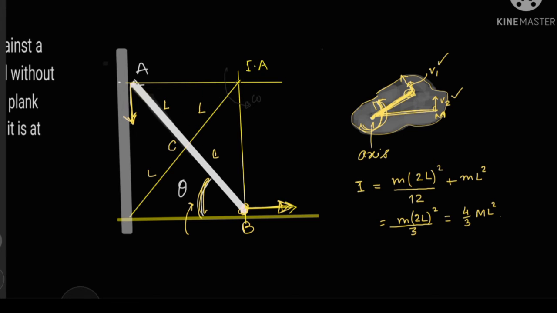So if the rod is rotating with an angular velocity omega about the axis, its kinetic energy is half I omega square, where the moment of inertia we can find like this. The moment of inertia of the rod about the center is ml square by 12, where the length is 2L, plus shifting the mass by a shift of L, that is mL square. So this is the total moment of inertia about the instantaneous axis, which on solving is 4 by 3 ml square.